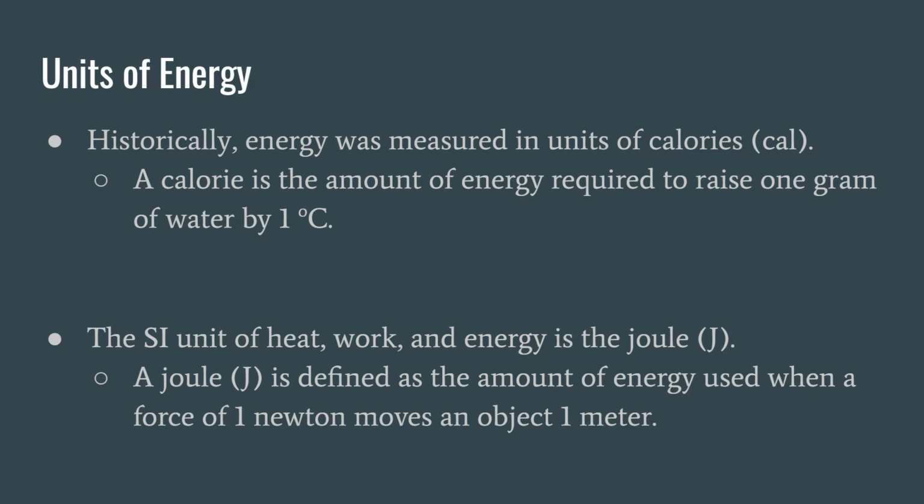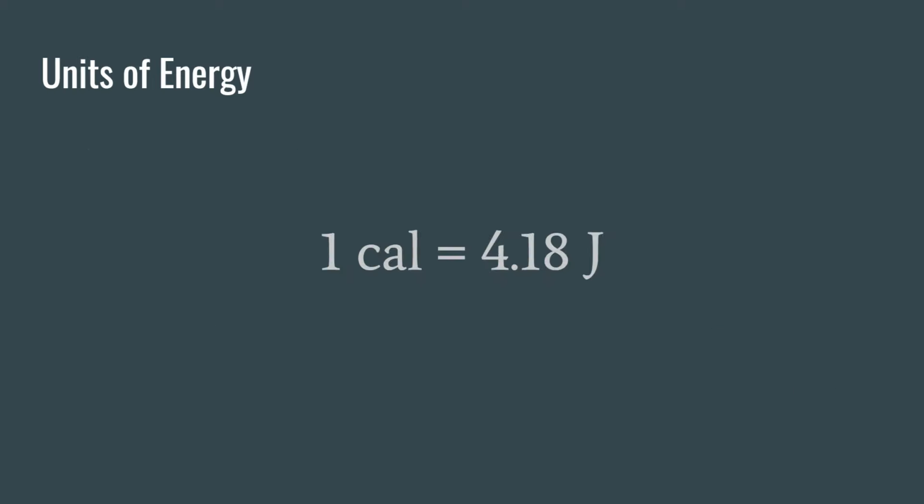The problem with this unit is that it changes depending on the pressure outside, for example. The SI unit that we use now is something that we call the joule, and it's defined as the amount of energy used when 1 Newton of force moves an object 1 meter, and that's standard. So to go between these, we can say that 1 calorie is equal to approximately 4.18 joules, and we'll work with this more later on. It's just kind of background.